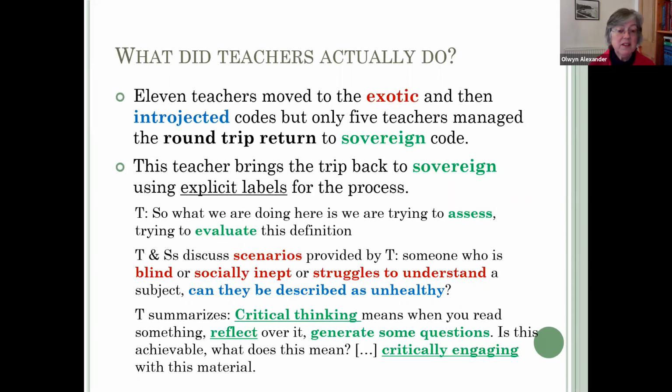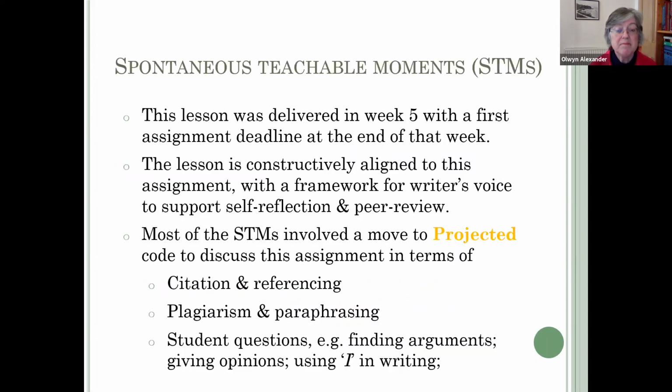And then between the teacher and students, there was a collaborative conversation where they discussed scenarios which the teacher had provided. So what about somebody who's blind or doesn't like going into society very much, or even struggles to understand their academic subject? Could we describe them as unhealthy? And then she summarizes. Critical thinking means you reflect, you generate some questions. This is what we're doing, critically engaging. So this is the kind of planned teachable moment we're hoping to see.